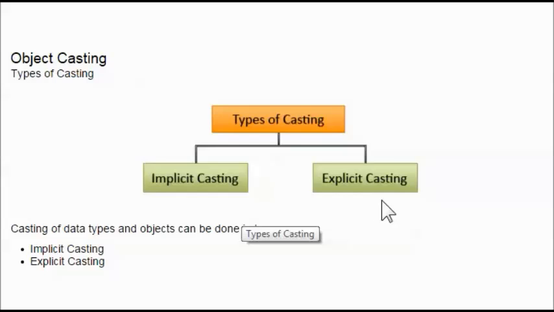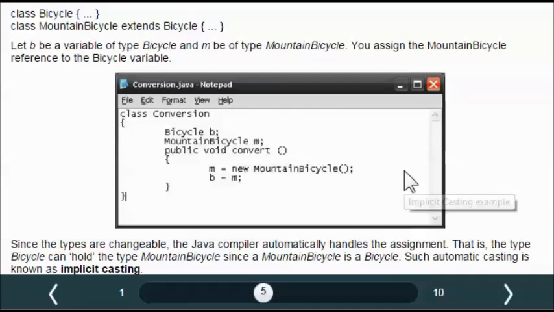If I have to force it, that's called explicit casting. Here's an example of explicit casting. You have bicycle and you have mountain bicycle. So here you have a code where you're introducing a new mountain bicycle. You don't have to do anything to this because the computer already understands that this object is a subclass of the bicycle. This automatic casting is called implicit casting.